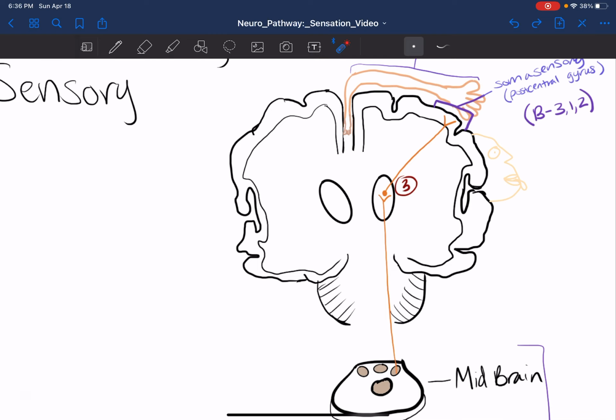Second order neuron with the sensory information then travels up to the contralateral ventral posterior lateral nucleus of the thalamus, right over here. The second order neuron will then synapse with the third order neuron, which will then carry sensory information to the primary sensory reception area of the parietal lobe of the brain. And the process by which it carries the information is called the thalamic radiation, from the thalamus to the primary sensory reception area.